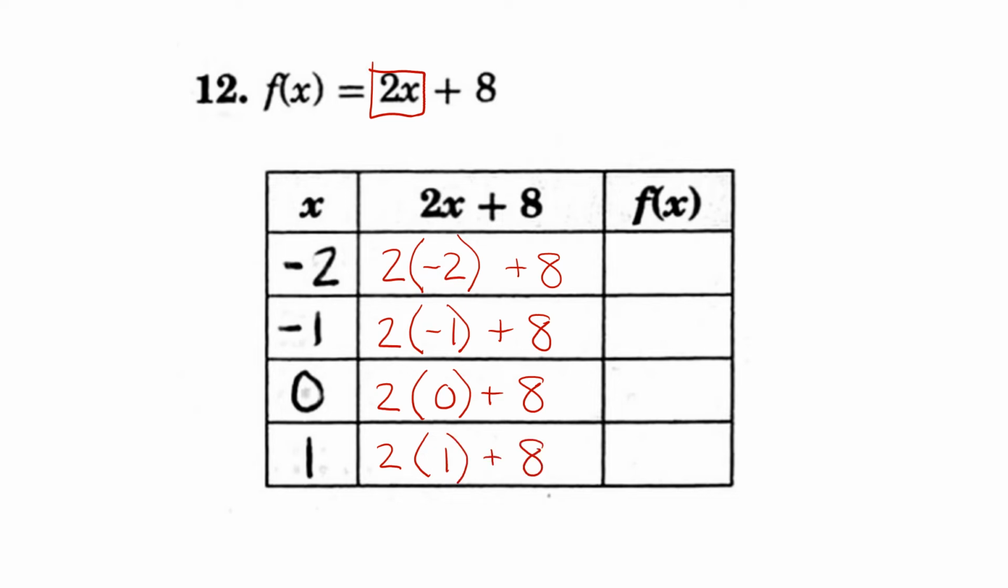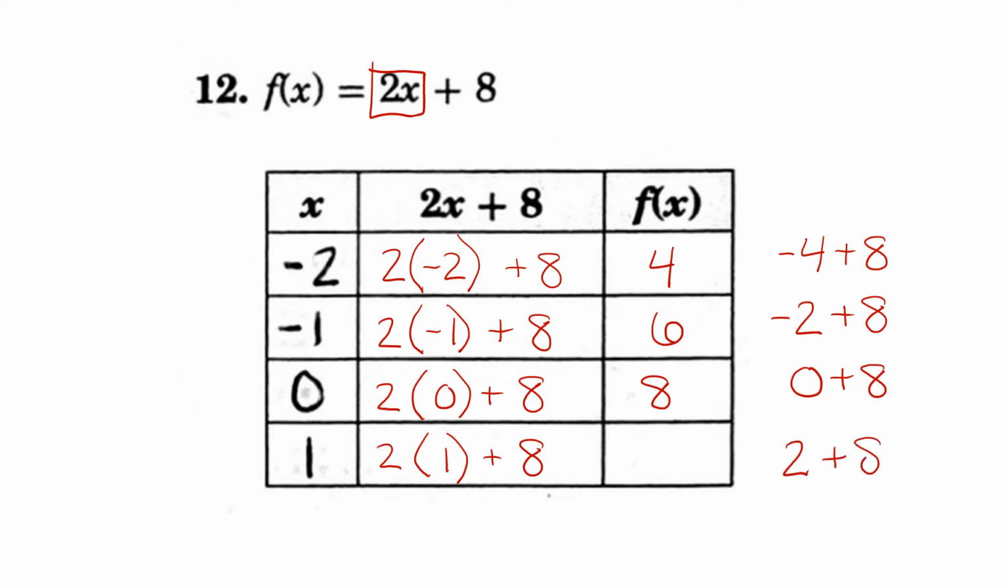So when we solve it, 2 times negative 2 would give us a negative 4. Negative 4 plus 8 would give us a positive 4. For the next one, 2 times negative 1 would give us a negative 2. Negative 2 plus 8 would give us 6. 2 times 0 is 0. 0 plus 8 is 8. 2 times 1 is 2. 2 plus 8 is 10. And there is a pattern to our answers, 4, 6, 8, 10, or jumping by 2s.